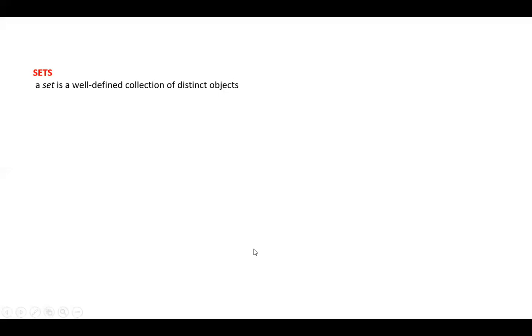A set is just a well-defined collection of distinct objects. So it's just a collection of objects, in short. Of course, those objects should be defined. That's why in most books you discover that sets are denoted using a lot of different notations. You have set builder notation, you have interval notation, you have a lot of ways in which you can write sets.